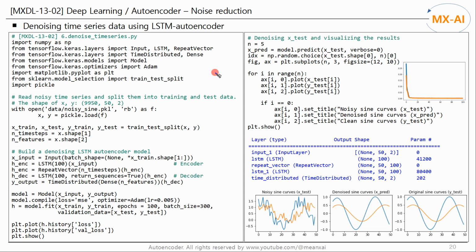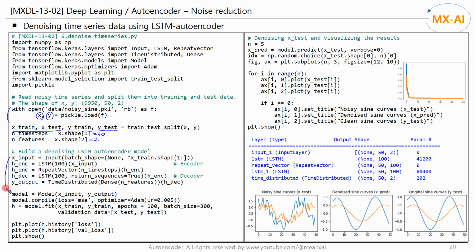Now let's implement an LSTM-autoencoder model for noise removal. Read the dataset we saved in the previous code. Data X is a noisy time series, and data Y is a noise-free time series. Split this dataset into training data and test data. The number of time steps is 50, and the number of features is 2.